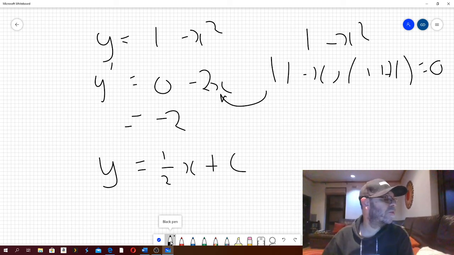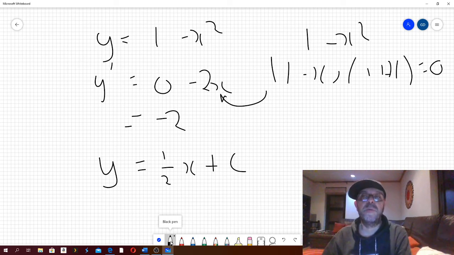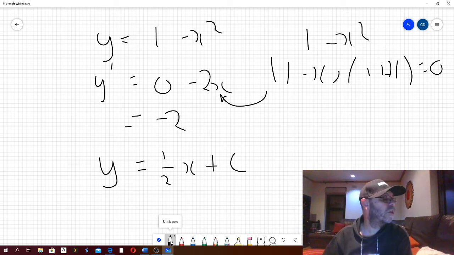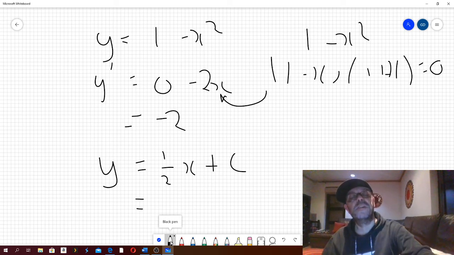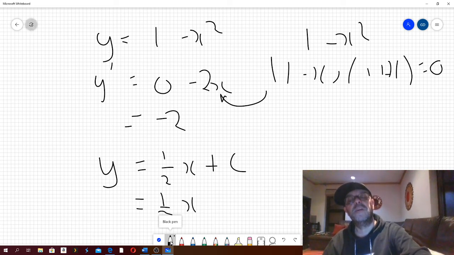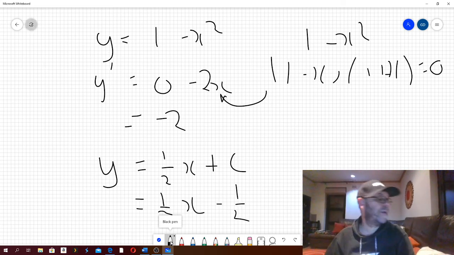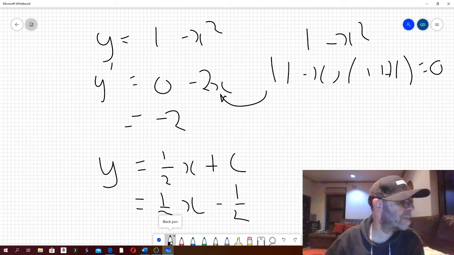But now we need a point on the graph. Okay, well, we know that this point is happening at the point where x was 1. So if I put in 1 into the curve, I get 0. Okay, and so therefore I can see that y is equal to a half x plus c, so 0 is equal to a half times 1, which is a half, plus c. My c comes out as minus a half. So here is my final equation. A half x minus a half. y equals a half x minus a half.